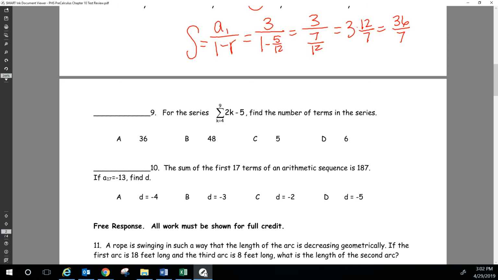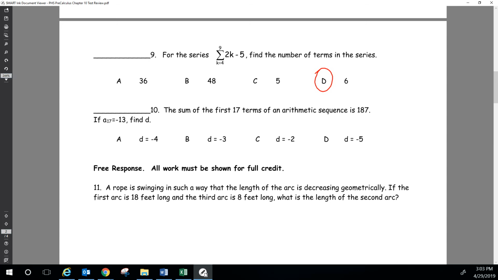So it's saying from 4 to 9. That means I'm going to add the 4th term plus the 5th term plus the 6th term plus the 7th term plus the 8th term plus the 9th term. That is 6 total terms in our series. And remember we said we take the top number, subtract the bottom number, which would be 5, and then add 1 to get the 6. I promise you on your test tomorrow, it is not going to be something small that you can count on your fingers. So you want to know how to come up with that. All right.